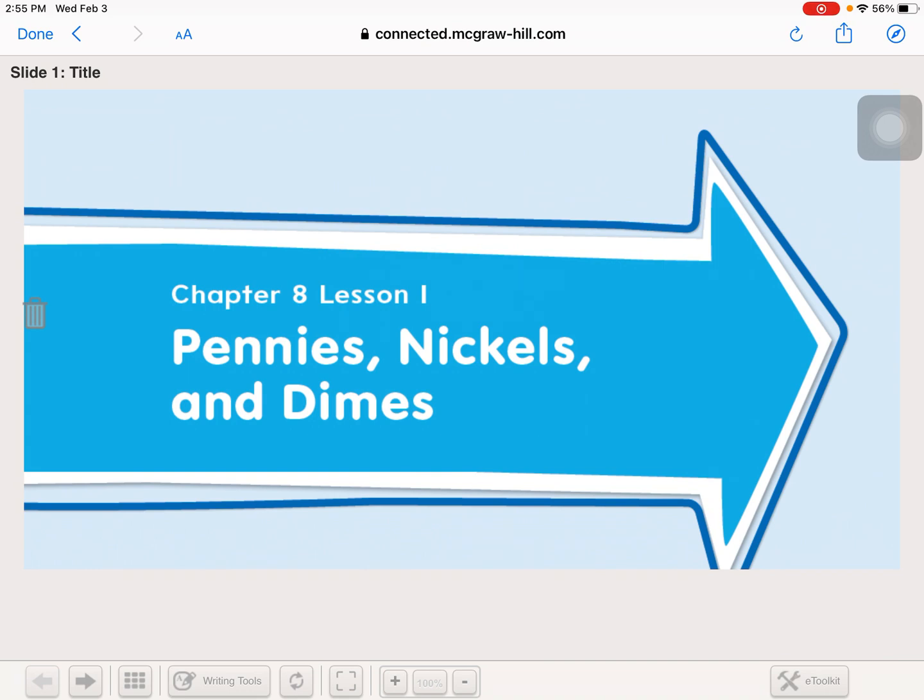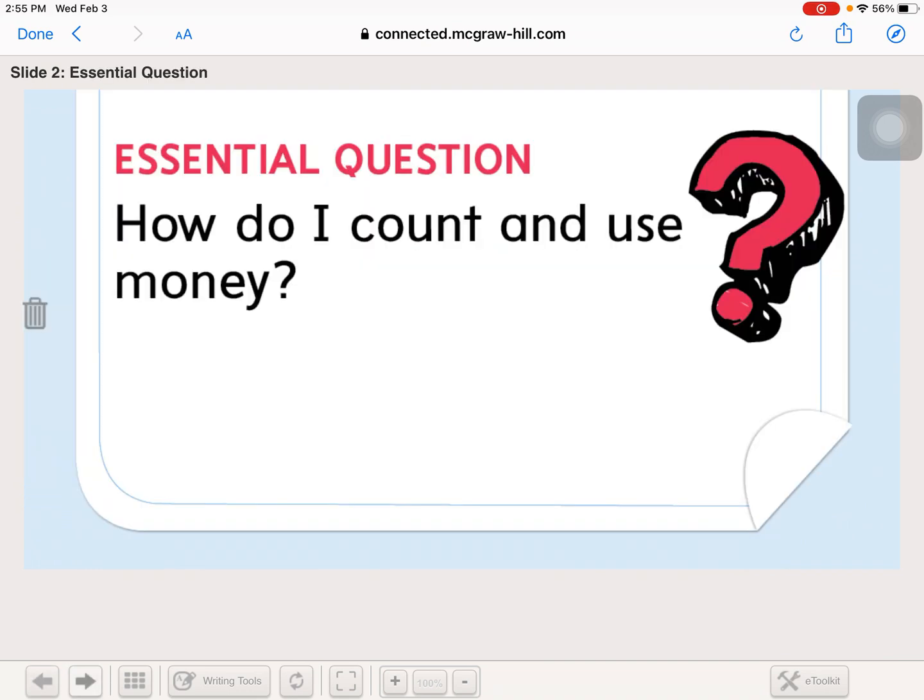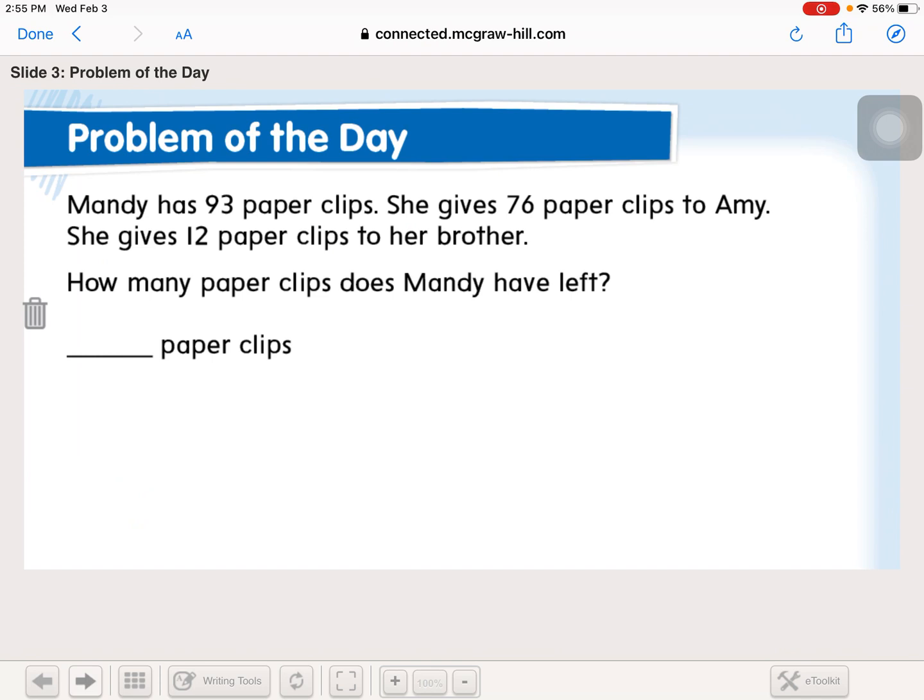So today our lesson is on pennies, nickels, and dimes. And our essential question is, how do I count and use money?